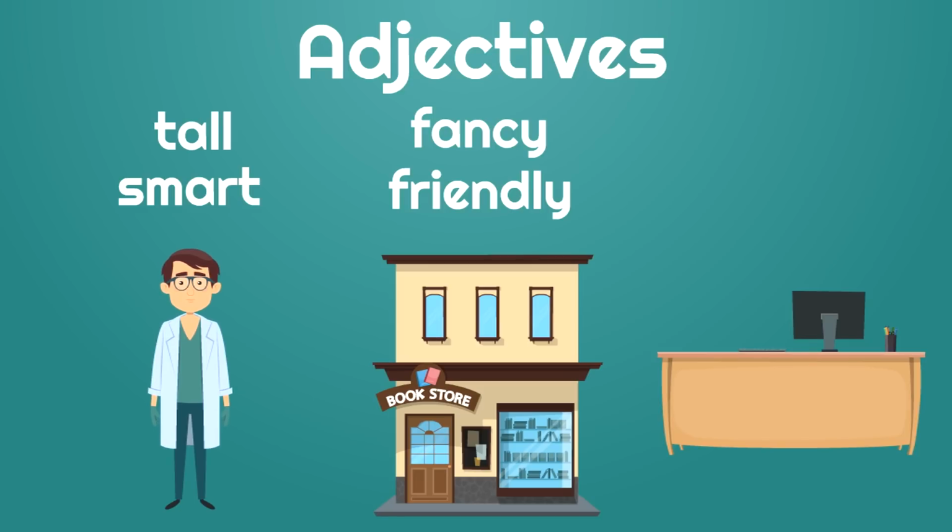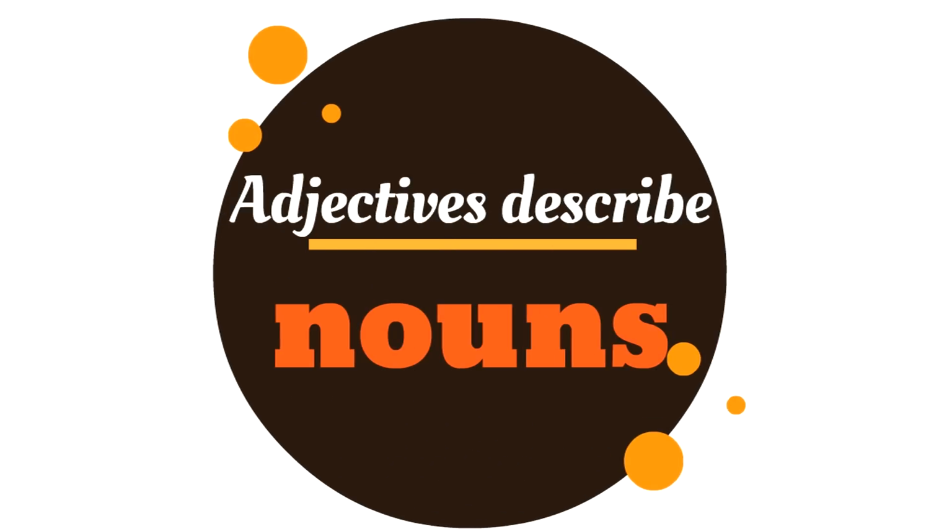Well, what about this desk? Two adjectives that could describe this desk are clean and tan. Clean because you can see it's not a dirty desk. And also tan because that's the color of the desk. That describes the color of the desk. This is a tan desk. Tan and clean are adjectives. They're describing the nouns. All of these words you see are adjectives. Tall, smart, fancy, friendly, clean, and tan. Adjectives are pretty fun. All you have to remember is adjectives describe nouns.